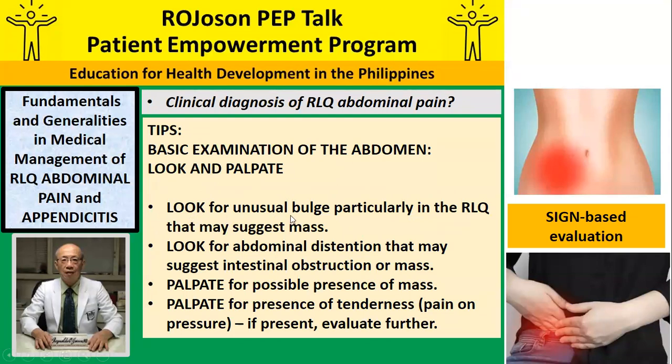Look for any unusual bulge, particularly in the right lower quadrant, that may suggest a mass. Look for abdominal distension that may suggest intestinal obstruction or a mass. Palpate for the possible presence of a mass, and then palpate for the presence of tenderness, which is pain on pressure. If present, you have to evaluate further. This is an important cue already, but you have to evaluate it further to check what is the real cause of the tenderness.